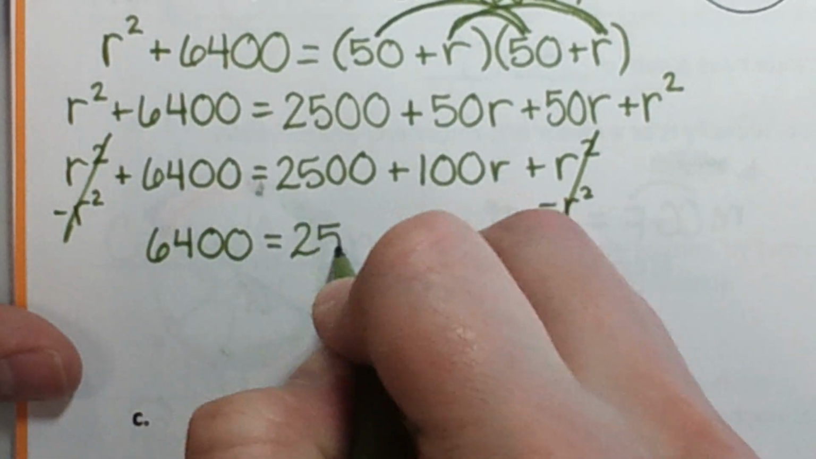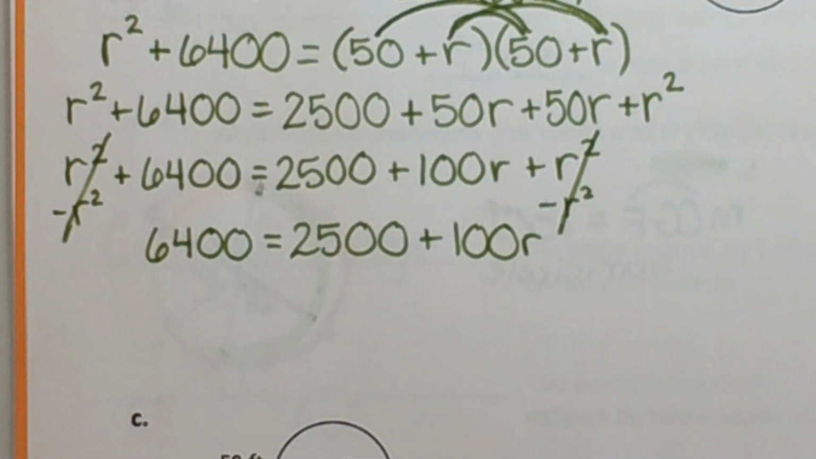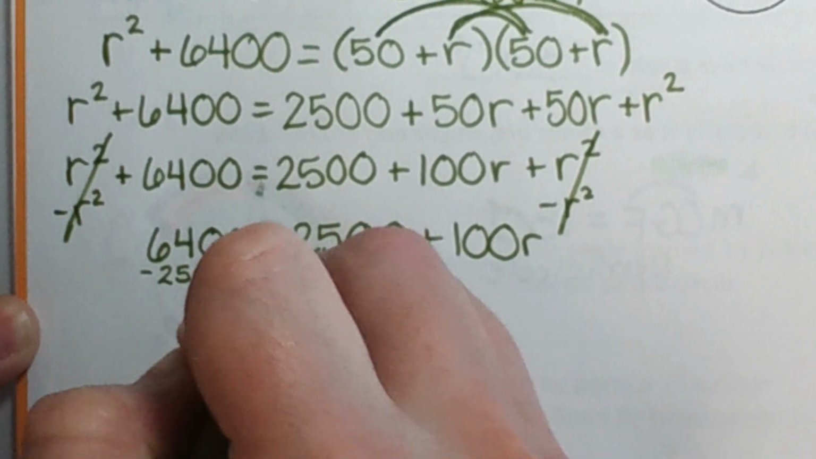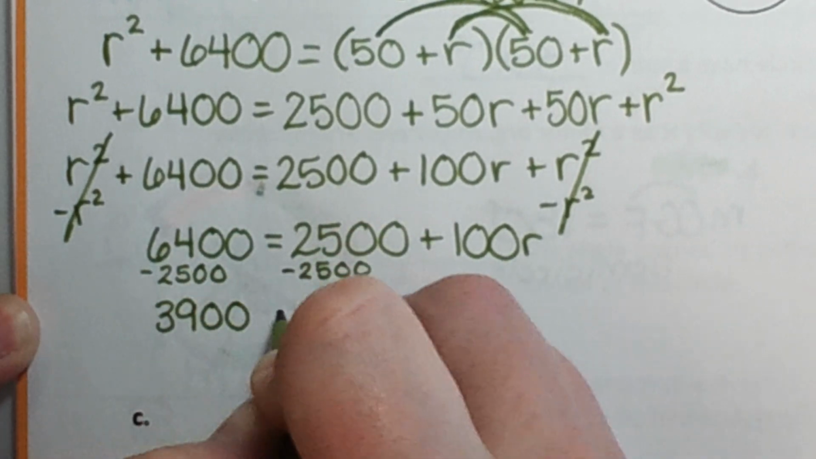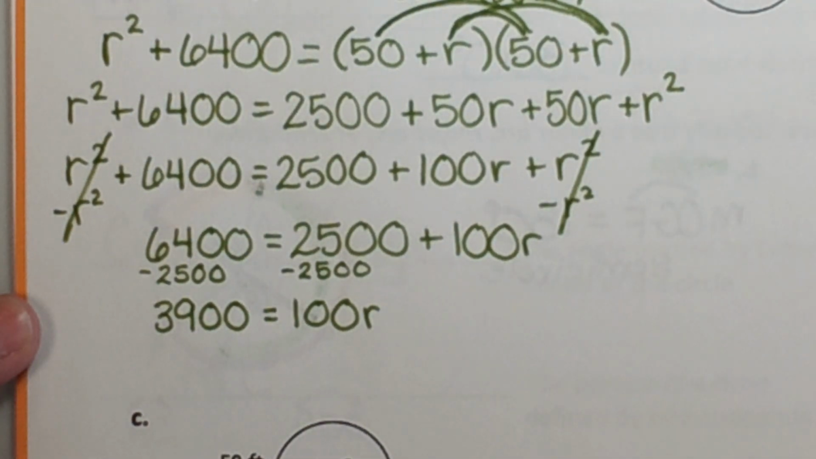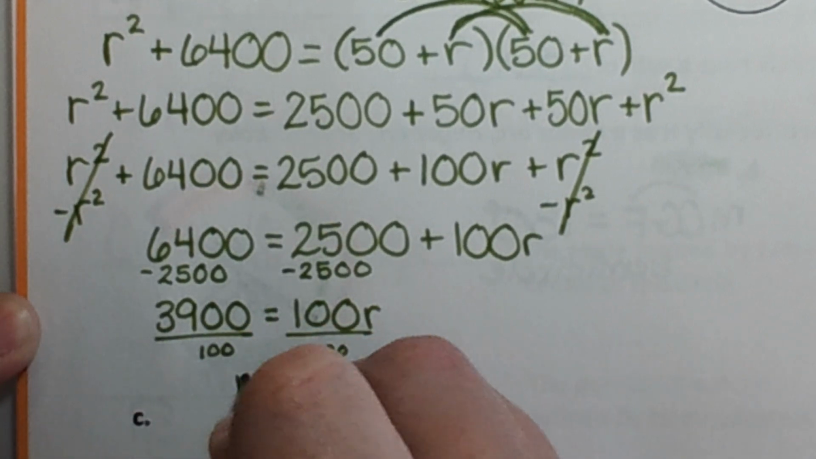6,400 is equal to 2,500 plus 100r. That is a fairly easily solved equation. The beginning looks scary, but it gets down to something nice. How do I solve? I think you subtract 2,500. I think you are right. You get 3,900 equals 100r. Divide by 100. R will be 39.